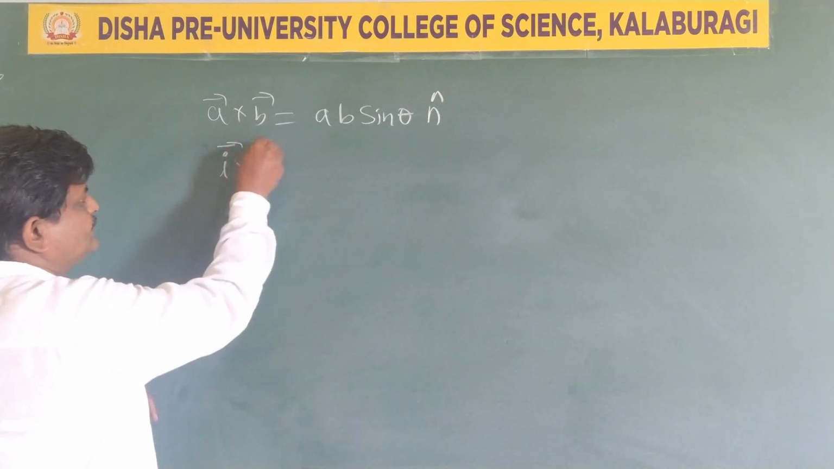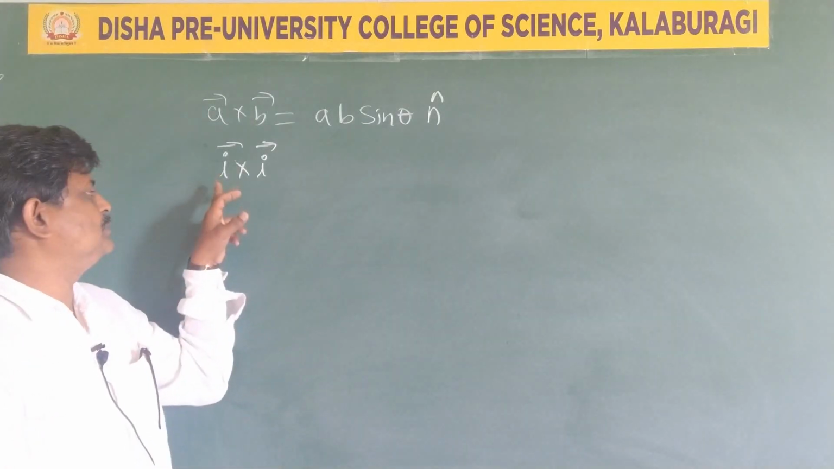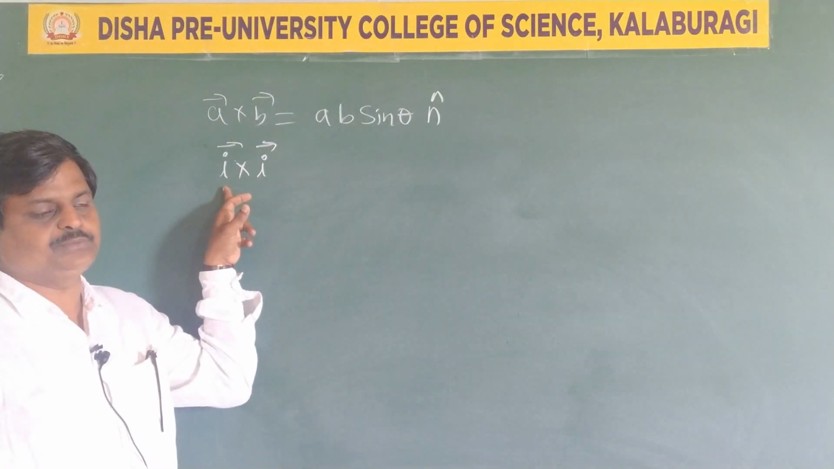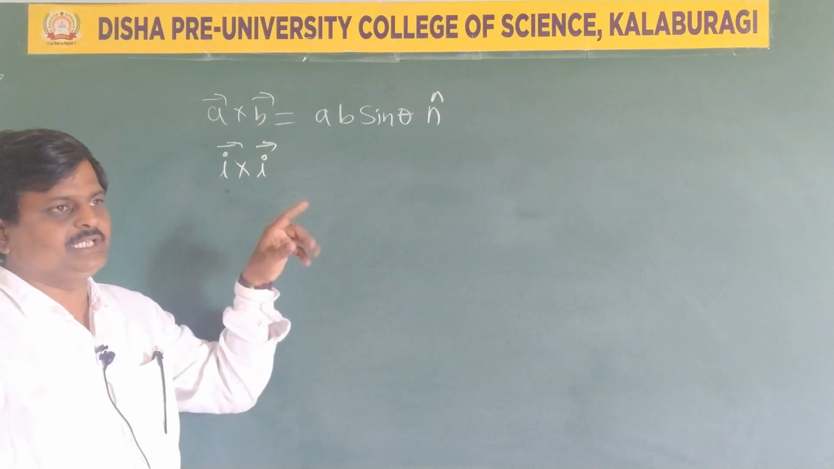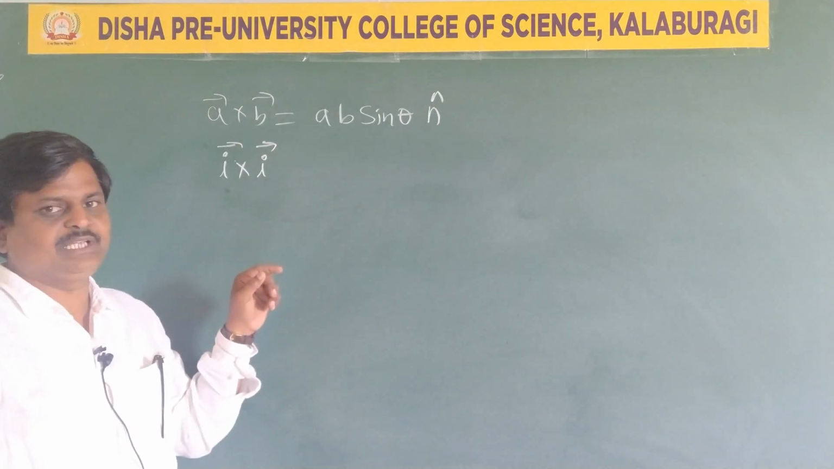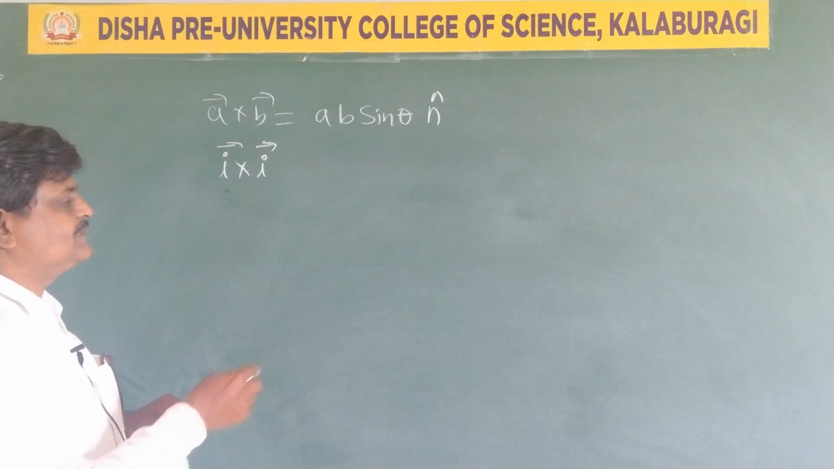Now let us see what result we may get when we operate i cross i. Just use your inspection method to find the angle between these two. What is the i vector? It is the vector acting along the x-axis. Another is also along the x-axis. So logically, what is the angle between them? 0.